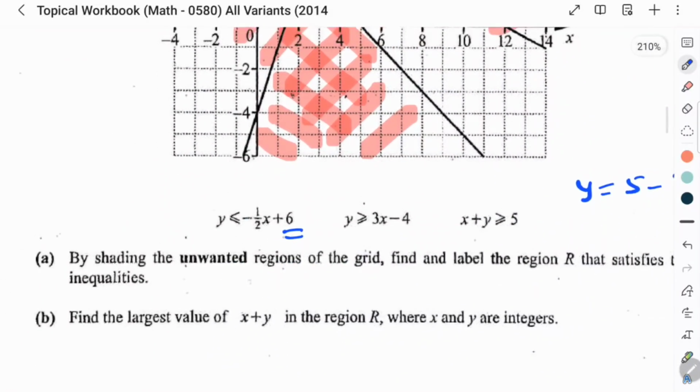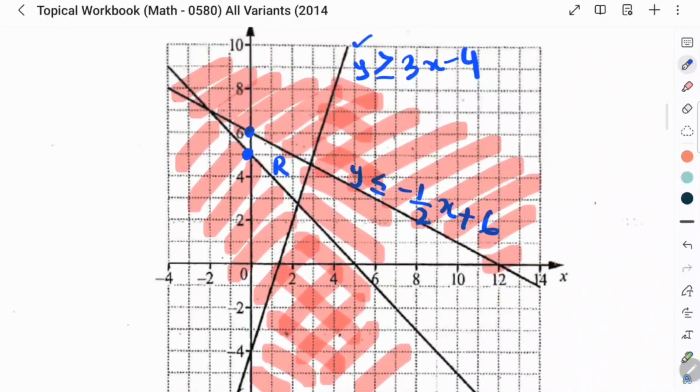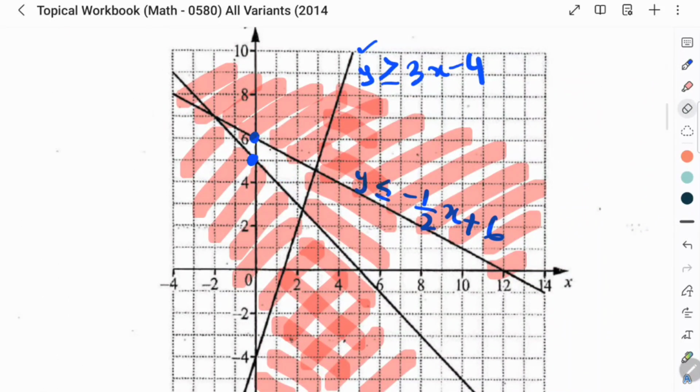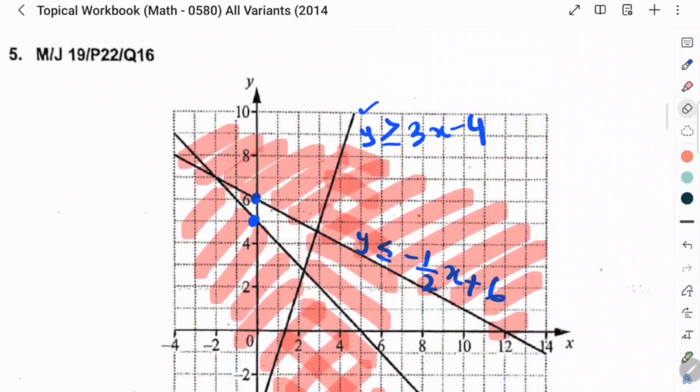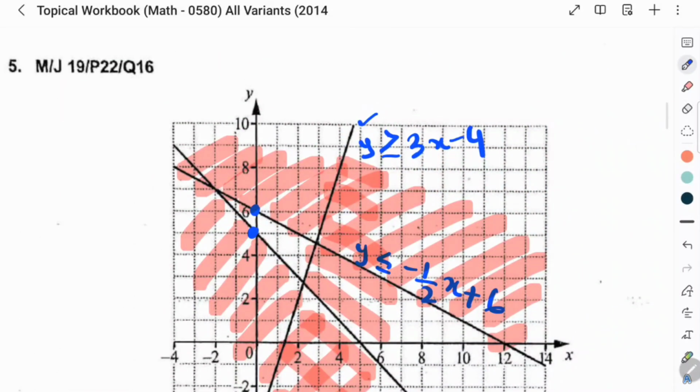Alright, by shading the unwanted region we have done that. Find the largest value of x plus y in the region R, where x and y are integers. So we just take only the integer values for the coordinates. We cannot take any number in the middle. So just find some coordinates, and what do we have to do? We have to find the largest value of x plus y. So here you can see these 2 points, which are 0, 6, and you have 0, 5 also on the boundary of the region, which we can include.